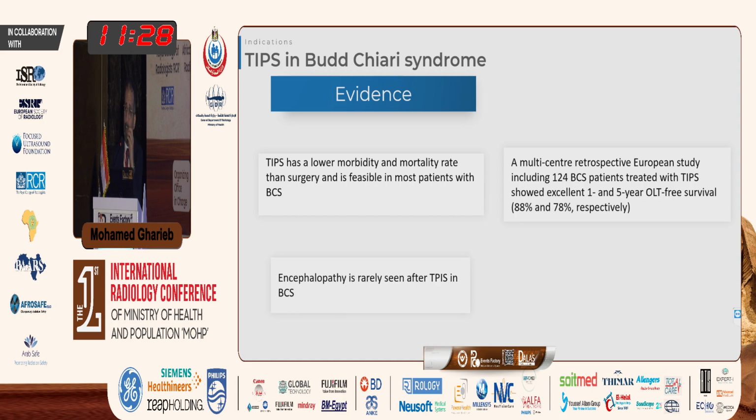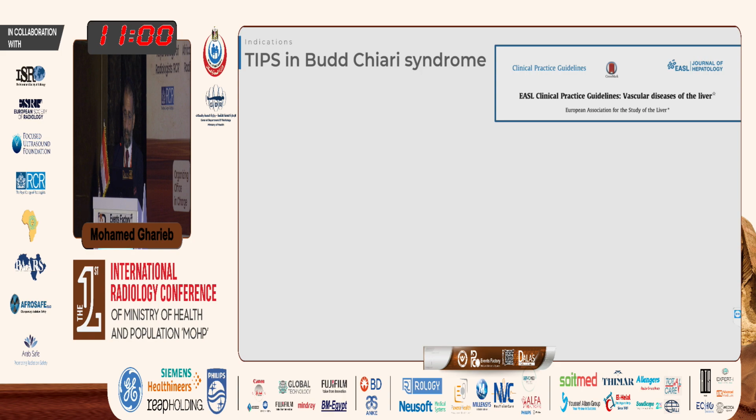Encephalopathy is extremely rare in patients with Budd Chiari. Patients with refractory ascites or variceal bleeding may develop encephalopathy after TIPS. However, in Budd Chiari patients, it's extremely rare because the livers of these patients are congested, not cirrhotic, not fibrotic. So when relieving the congestion, it is extremely rare to find varices.